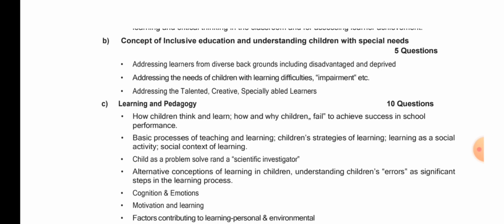Those who are specially abled are also included, and those children who might be suffering from different types of learning disabilities like cerebral palsy or dyslexia, dyscalculia, right? Then ADHD, so all these types of disorders the child might be suffering from are also taken into account. Now see, some children are very much talented, however some are creative and some are specially abled. So all these learners are taken into account according to this concept of inclusive education, and you should know it very well.